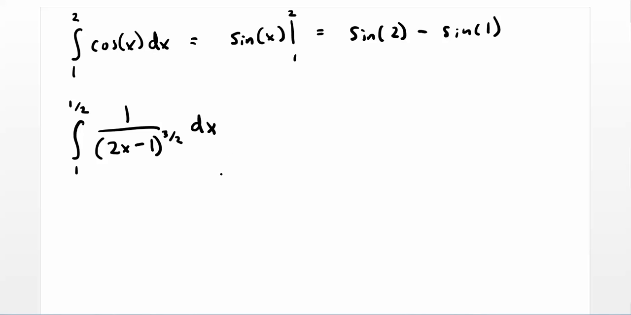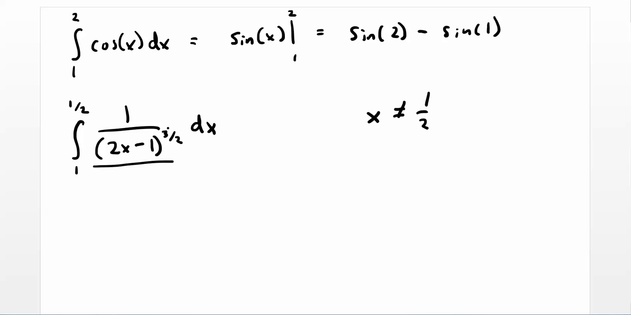We have to look at this function and decide where it's discontinuous. So remember that when you have division, you can't divide by 0. So think about what x values will make this denominator 0. You see that the only one would be 1/2. So x cannot be 1/2. Well, 1/2 is our upper bound on our integral.